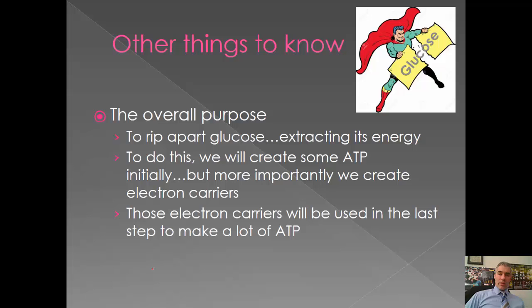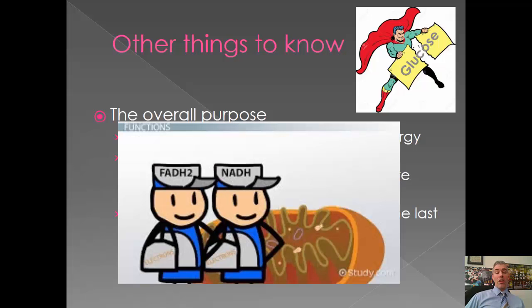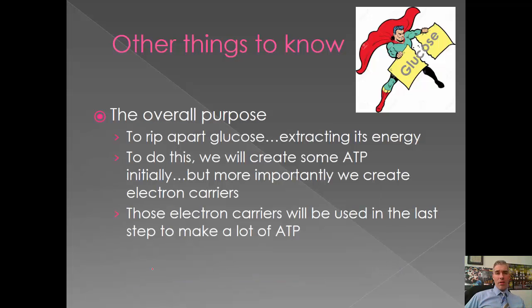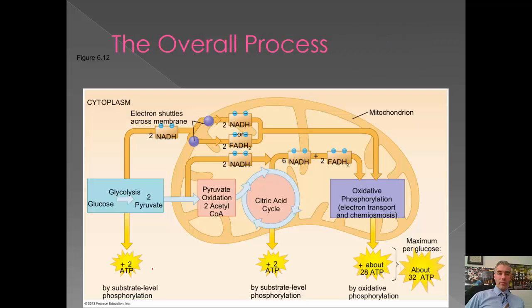The overall purpose of this is to take glucose, rip it apart, and extract as much energy as we can from that exergonic process. Now, in order to do this, we are going to create some ATP initially, okay? But the goal is to create more ATP later by creating these things called electron carriers. And there are 2 types, which we're going to go over. But think of electrons as being high energy particles. The flow of electrons is electricity that can be used to do work. The same thing's true kind of in here. When you add electrons to things, they become more high energy. So our goal is to take these electron carriers and transfer electrons from glucose to generate ATP. All right, so here's the overall process looking at all 3 phases.